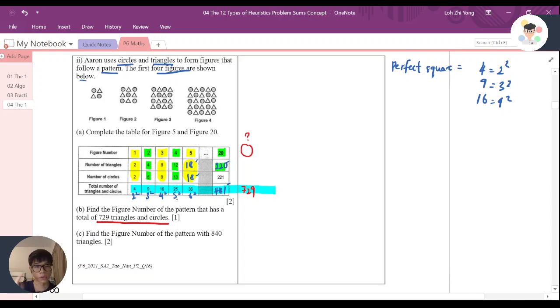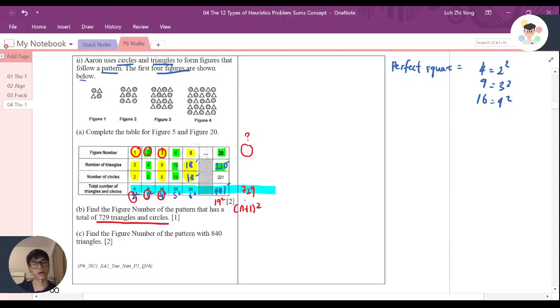Now, look at here again. When this is 1, this is 2. When this is 2, this is 3. When this is 3, this is 4. Basically, it is n plus 1, squared. Basically, the figure number, you plus 1 and you square, and that will be the total number of triangles and circles. Just like this, 441 is actually 19 squared.